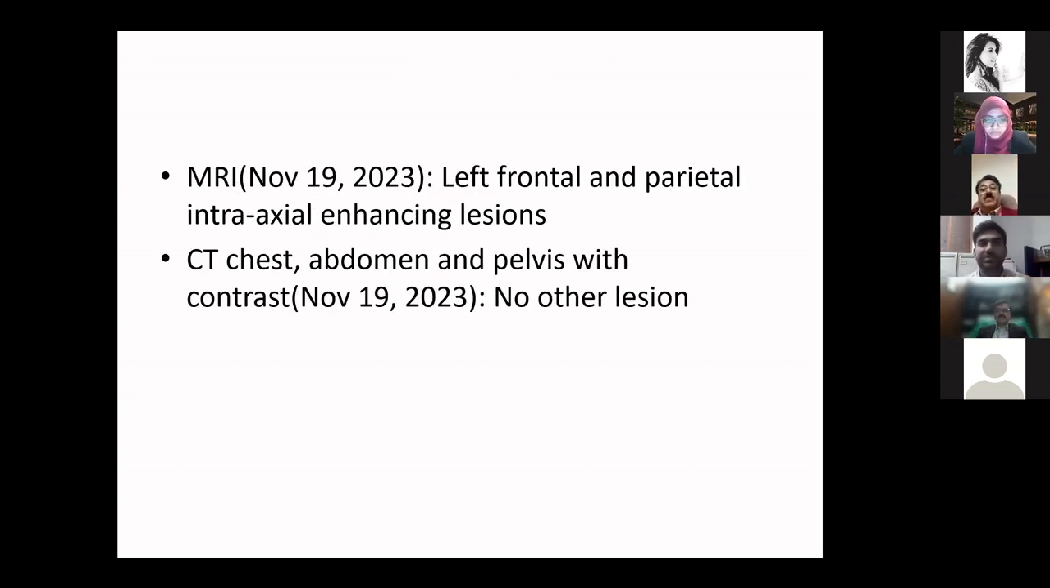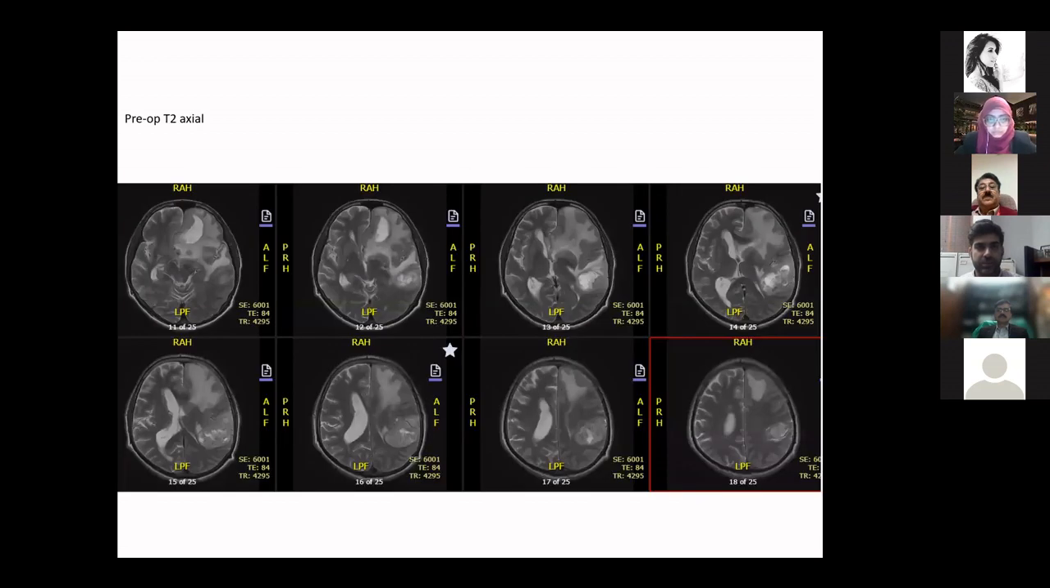Okay. So we got an MRI brain which showed two contrast enhancing intraaxial lesions. One was frontal and the other was parietal. So considering multiple lesions, we requested for a CT chest, abdomen and pelvis with contrast, and it was normal and did not find out any other lesion. Next, please. We can, Dr. Shumaila.